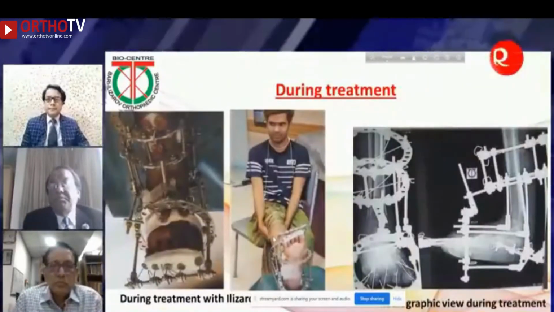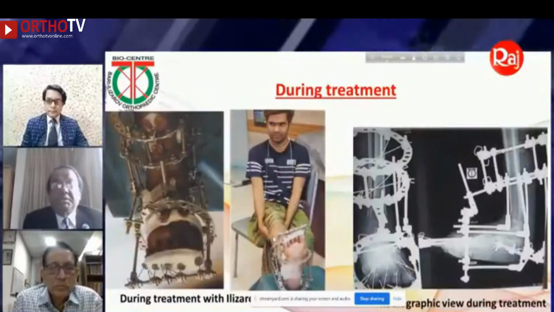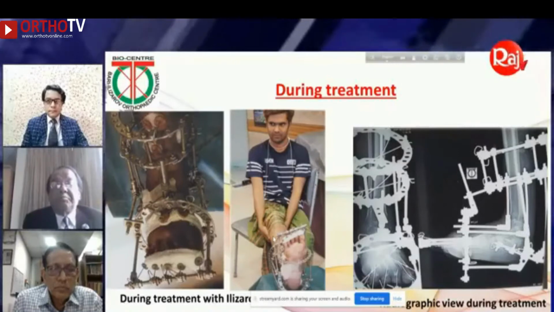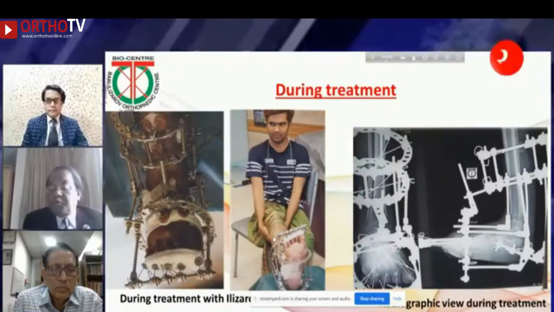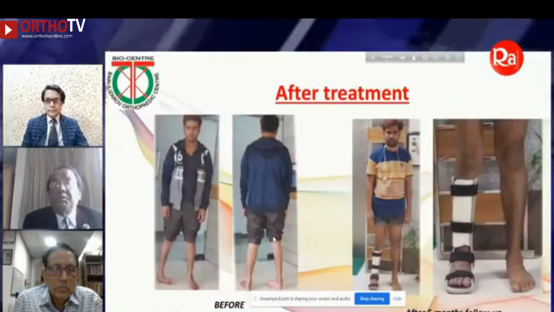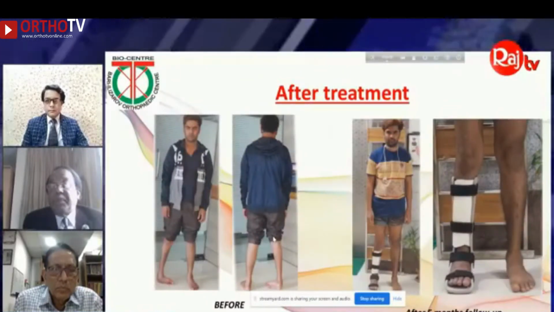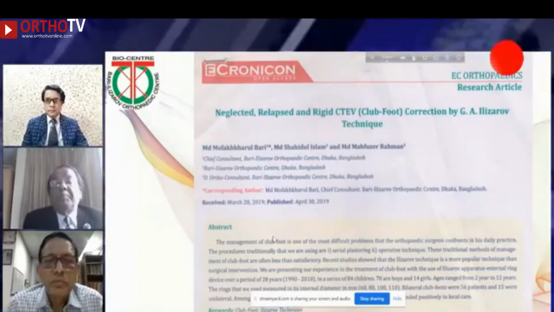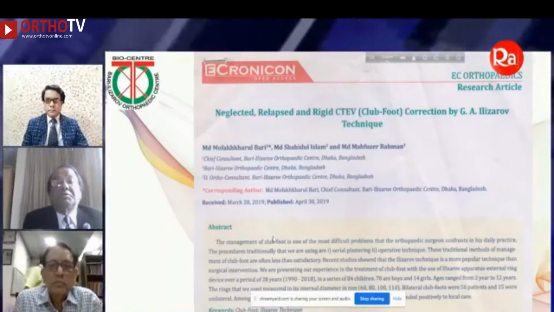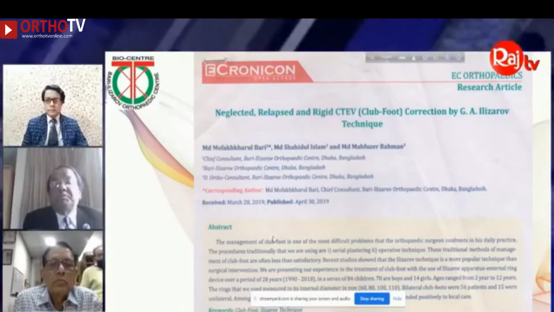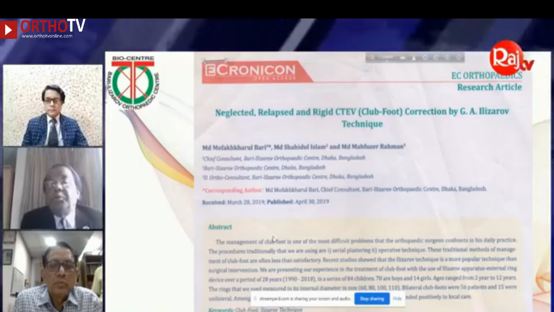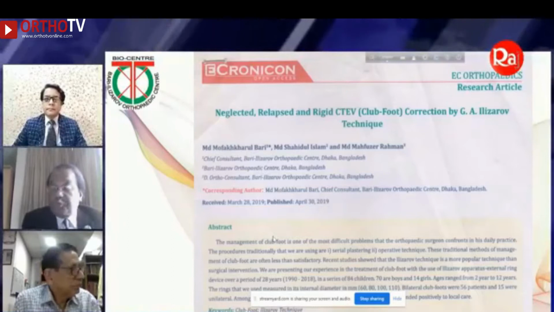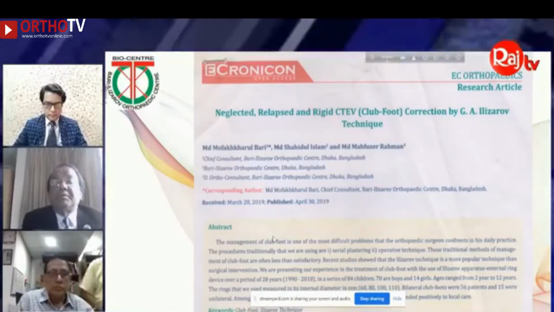Then you can correct. You can see, put the apparatus, and gradually you correct the deformity, and all the time try to put the wires in the toes. Otherwise, you will not get the foot correction. This is after 5 months follow-up, and this is already published in American Journal, Chronicon Relapse, Neglect, and Rigid CTEV, published on 30th April 2019, 2 years back.